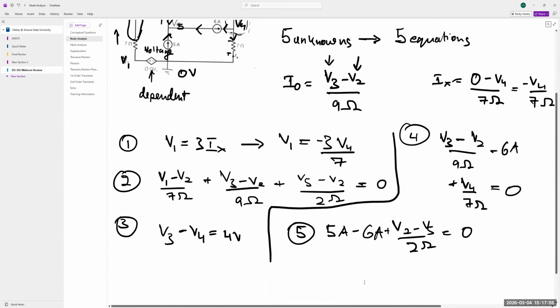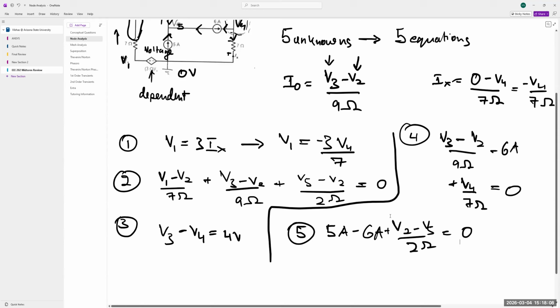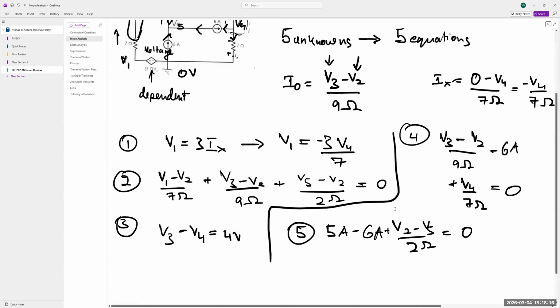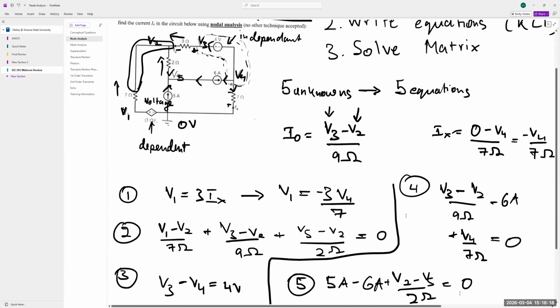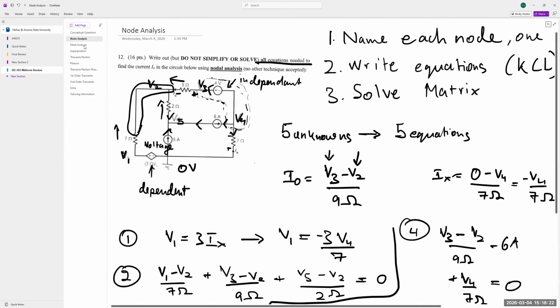If we plug these 5 equations into a calculator in matrix form, using RREF, we're going to be able to solve. Or we could also hand solve these by substituting the values we know, like V1 or V3 and V4. But if you could reach this step, you're pretty much at the end of the solution.